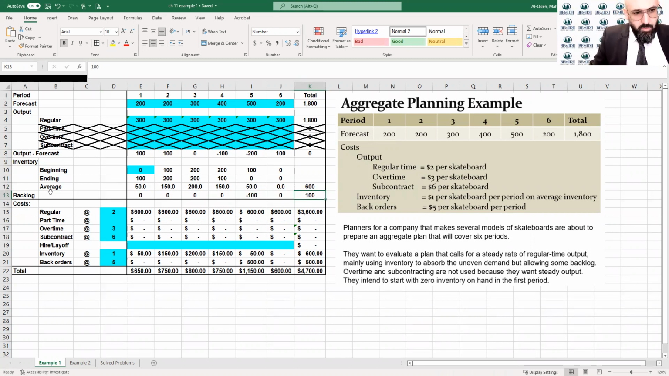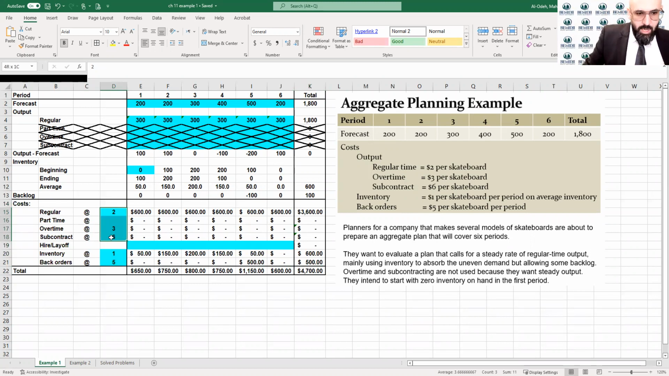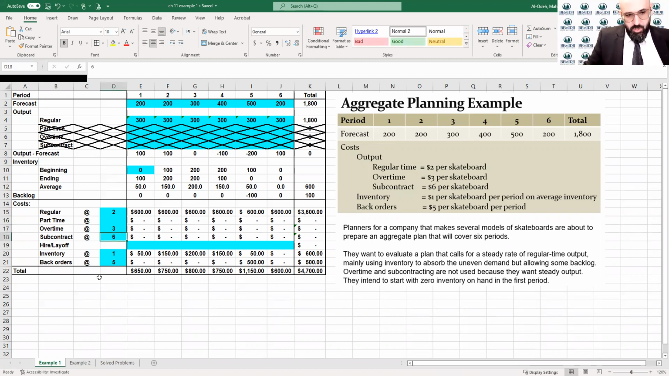And now moving into the cost part of this aggregate planning, we have these costs given to us: $2, $3, $6, $1, and $5. Based on your experience in this company, how much will it cost you to make one skateboard. You decided on $2 for regular time, $3 for overtime, $6 for subcontracting, $1 for inventory, and back orders would be $5.